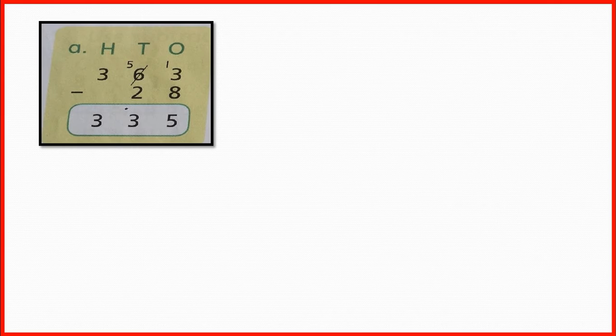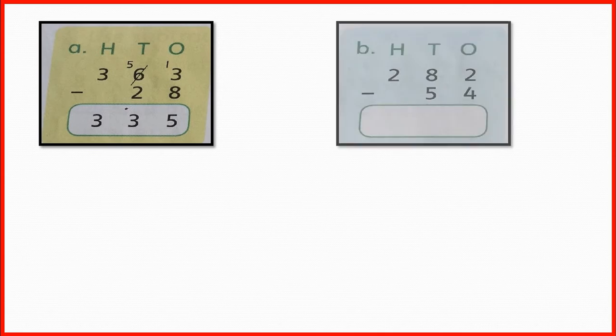Now I am going to do part B. Can 4 subtract from 2? No, we need more ones to subtract 4 from 2. So here we have to take 10 from the tens column and change it into 10 ones. Now there are 12 ones and 7 tens are left.